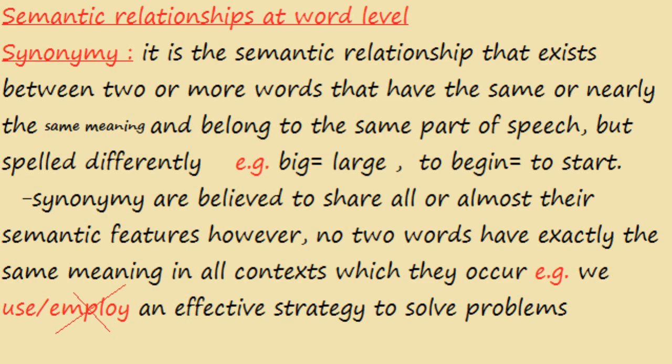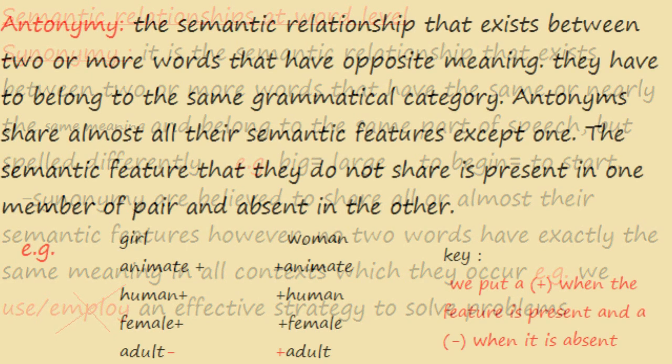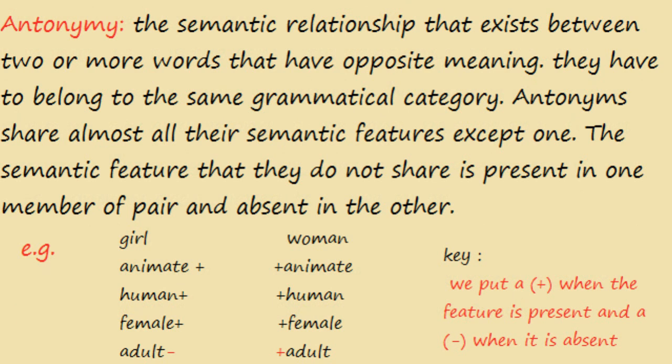Then we move to antonymy. Antonymy is another example of semantic relationships. It is the semantic relationship that exists between 2 or more words, same concept, that have opposite meaning. Not the same meaning, the opposite meaning. They have to belong to the same grammatical category or part of speech. And antonyms share almost all their semantic features, except one. I'm going to illustrate with an example and you will understand.